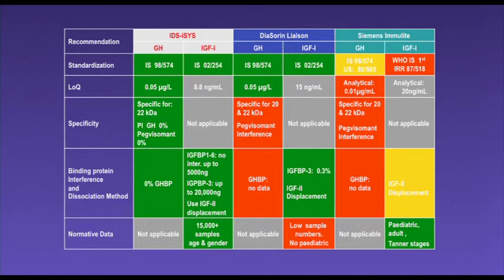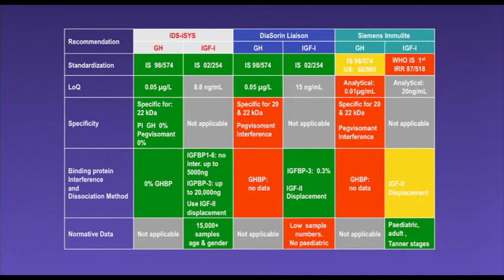Sensitivity of the kit: the limit of quantification, the value that gives you 20% in the lower range, is 0.05 for GH. It's correct for iSYS and for Liaison, but Siemens does not provide this limit of quantification. They just say that their analytical sensitivity is 0.01, which doesn't mean anything. It's just the difference between 0 and 0.01, but they do not provide the limit of quantification. For the IGF-1 limit of quantification, it's 9 on the iSYS, 15 on Liaison, and 20 on Siemens.